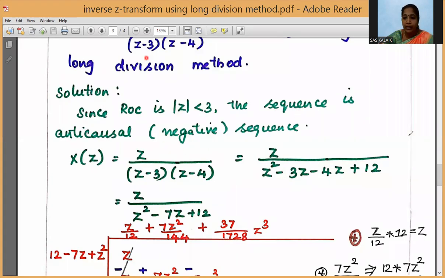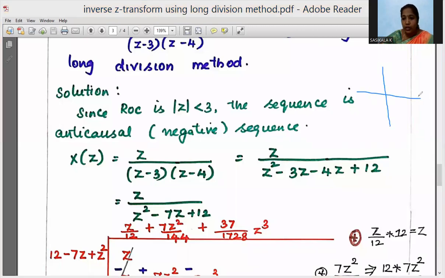What is anti-causal or negative sequence? So this is your sequence. So this is n and this is x of n. Negative sequence means for n less than 0, you will be getting the values. This is n is equal to 0, n is equal to minus 1, n is equal to minus 2, till minus infinity it goes on. So from 0 to minus infinity, it is called as anti-causal sequence or negative sequence.